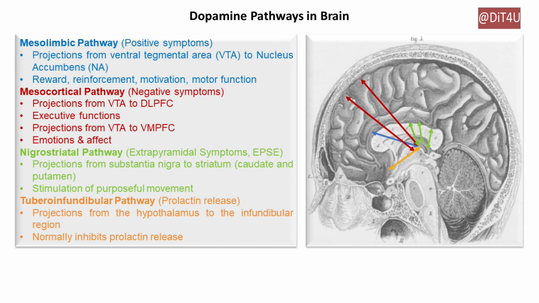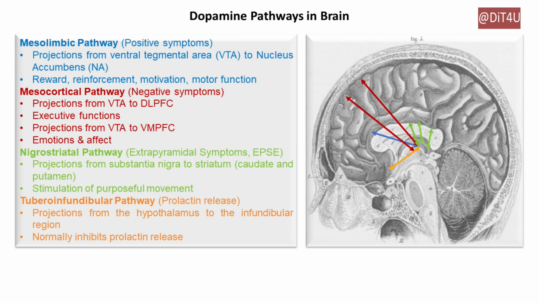So the mesolimbic pathway is responsible for positive symptoms, and it has projections from ventral tegmental area to nucleus accumbens and is involved in reward, reinforcement, motivation, and motor function. So remember what we said about positive symptoms earlier. It's all the things that you can see in the patient during the mental state examination, such as delusions and hallucinations.